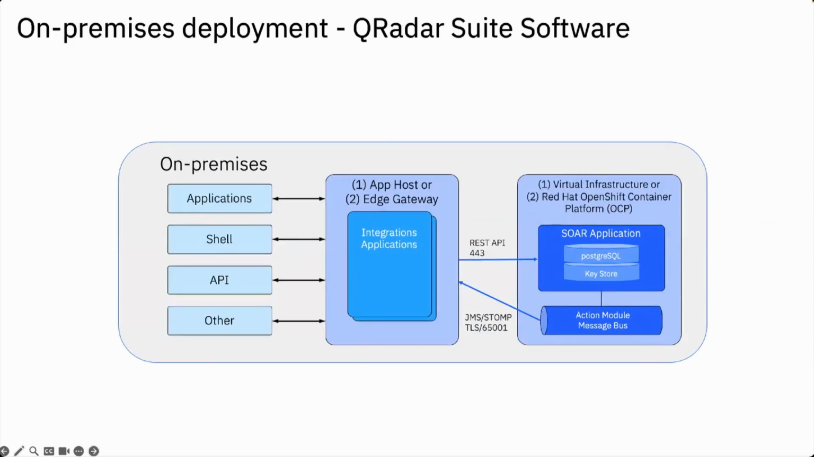On-premise deployment of QRadar Suite software. For the on-premise, we say QRadar Suite software, where first you have Red Hat OpenShift, followed by the app host or edge gateway, and everything resides on-premises. You'll have the OpenShift cluster on-premise, and the SOAR applications will go on top of OpenShift. Everything is on-premise.